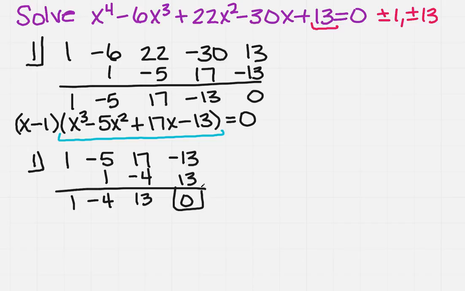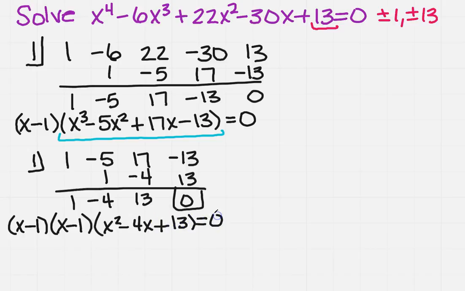It's used twice. So now what it looks like is I have the x minus 1 from before. I have the x minus 1 we just did. And now I'm left with x squared minus 4x plus 13. So we've already solved the first two. This is x equals 1, and this is x equals 1. Now here's the kicker. I've got x squared minus 4x plus 13. Are there any factors of 13 that add up to 4? And the answer is no. So that means we have to use the quadratic formula again. I know, it's killing you, but it's going to be okay.